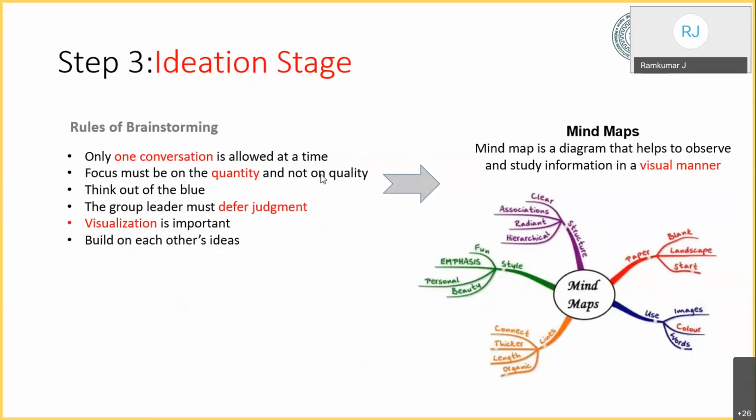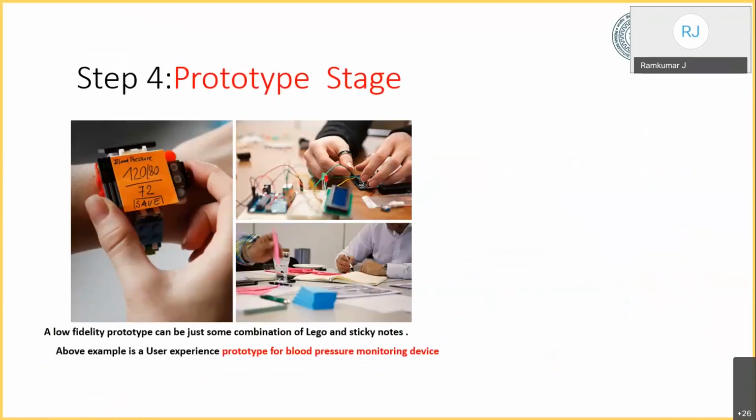Mind mapping is a diagram that helps to observe and study information in a visual manner. So we start putting all the ideas, cluster them into some headings, and then we try to map the ideas. Then we start developing prototypes. There are 4 different types of prototypes. One is called a functional prototype. The next one is called a look-like prototype. The third one is called an alpha prototype. The fourth one is called a beta prototype.